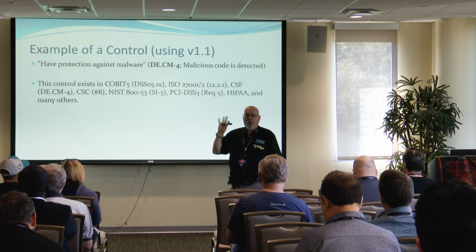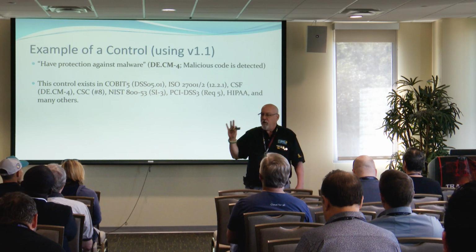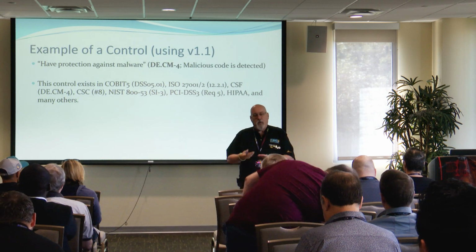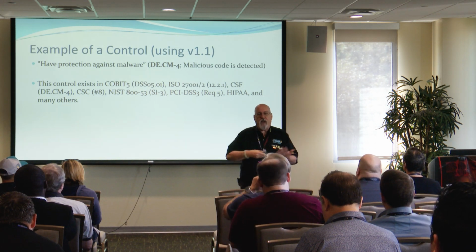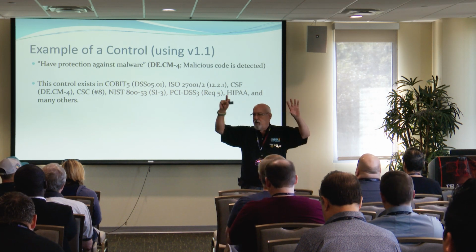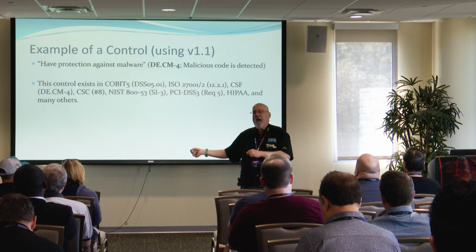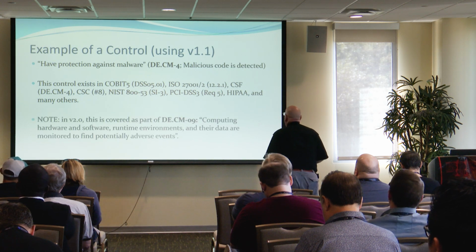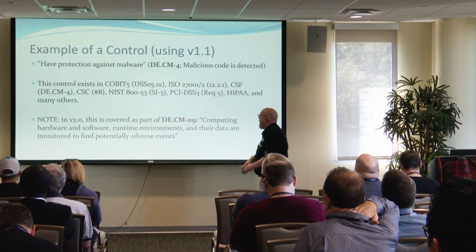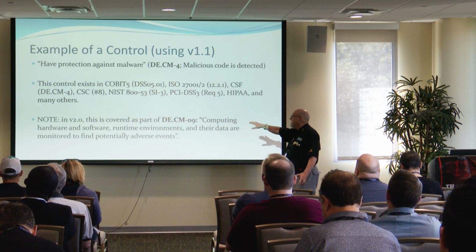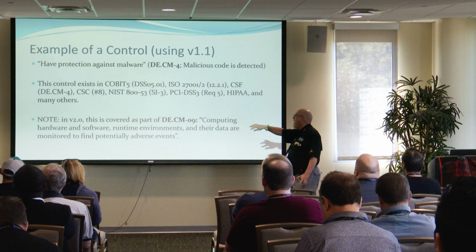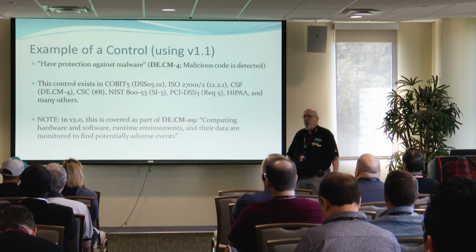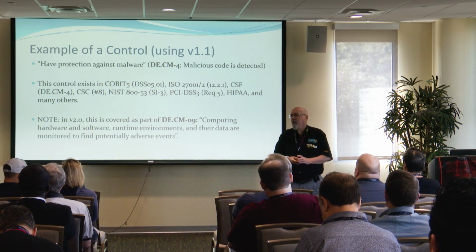I'm not sure if you guys have ever looked at the controls in ISO 27002, but they get pretty in-depth. I think malware is probably a page or two of information. So with the CSF, they're not going to put all that into the CSF. They're very high-level controls. Then they match them up with all these informative references so that you can get into the nitty-gritty. Now that's in 1.0. In 2.0, they've now changed it. It's now part of DE.CM-09: computing hardware and software and their data are monitored to find potentially adverse events. Kind of more generic, but that's what they've done in the new 2.0.